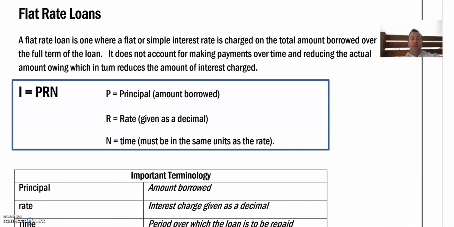Hey, Year 12s. New topic today, flat rate loans. We looked at this in class. Just a reminder, interest is what we're learning about.